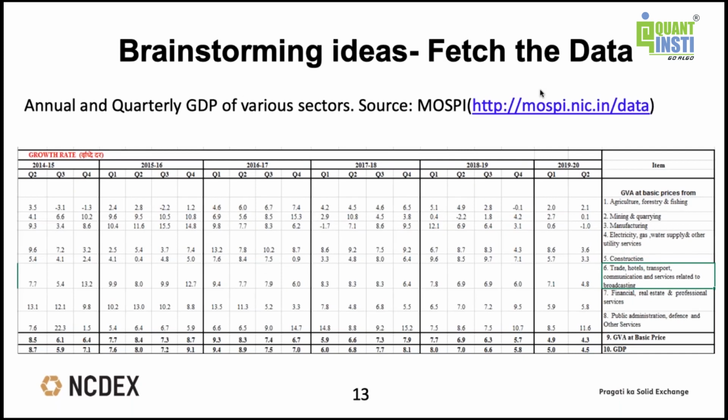For brainstorming, let us look at this particular sheet. You will be able to see multiple figures in it. This is the GDP, gross domestic product, annual and quarterly, of India, of the various sectors across a period of time on different quarters and years. I would like you to look into this data and see whether we can use this for any strategy or not. I will give you around 30 seconds. Just look into it, then we'll move to the next slide.